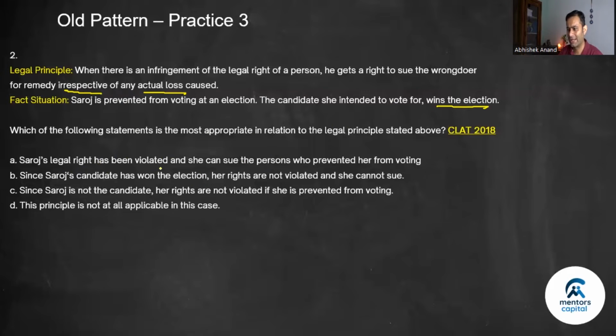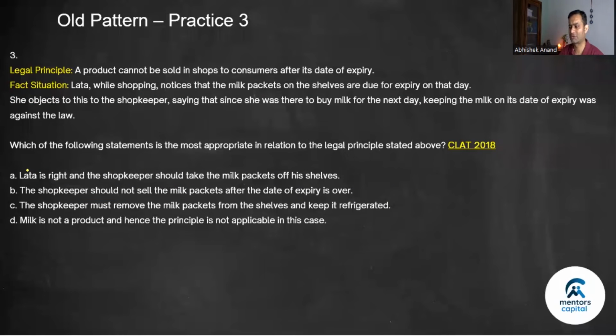Saroj's legal right has been violated and she can sue the person who prevented her from voting. This is the correct answer. Since Saroj's candidate has won the election, her rights are not violated. No. Basically, this is saying since there is no damage, no loss, she cannot sue. No. It's not the candidate. Again, this is outside the scope completely. And again, this is not the answer. The correct answer is A. Let's go to the next question.